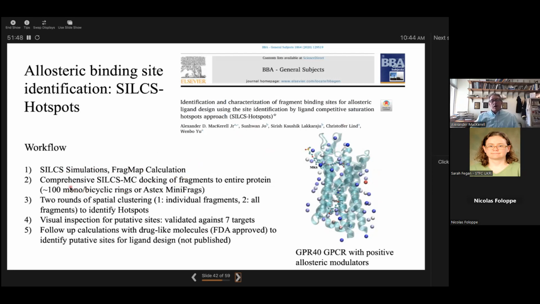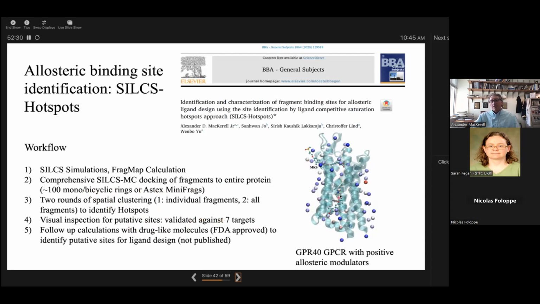We typically use a set of approximately 100 mono or bicyclic rings. There's also this set of compounds called MiniFrags from Astex. What you do is you're taking each ligand and doing this full docking tens of thousands of times in the full 3-dimensional space of the protein. We then get thousands and thousands of docked orientations of each of the small fragments. We go through 2 rounds of clustering, for the individual fragments and then for overall fragments, from which we identify what we call hotspots.